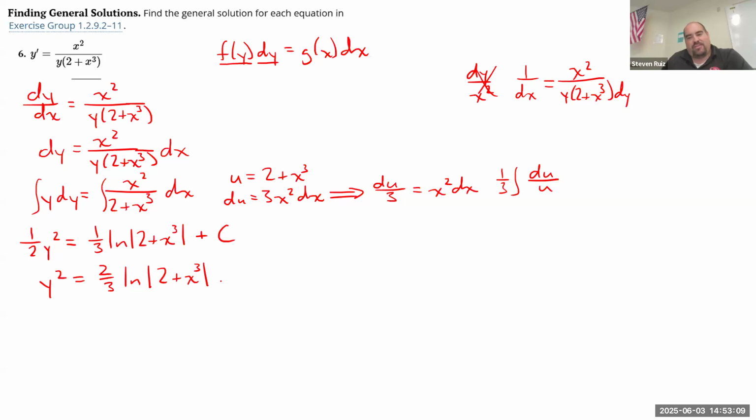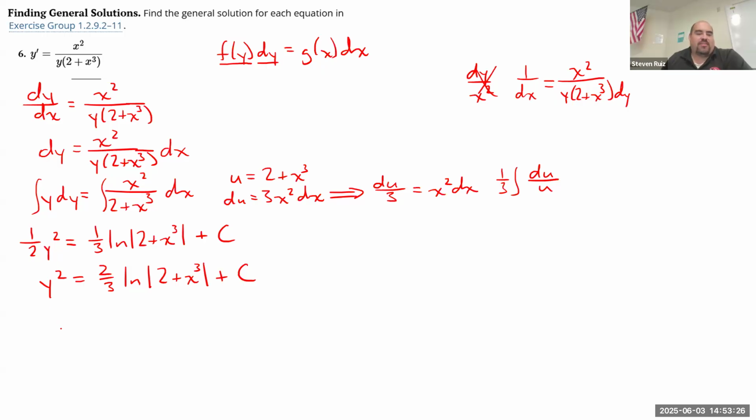I could say plus 2c, but an unknown constant, which is doubled, is still an unknown constant. So we kind of take some liberties. I'll still call it c. If you called it 2c, beautiful. That's fine.